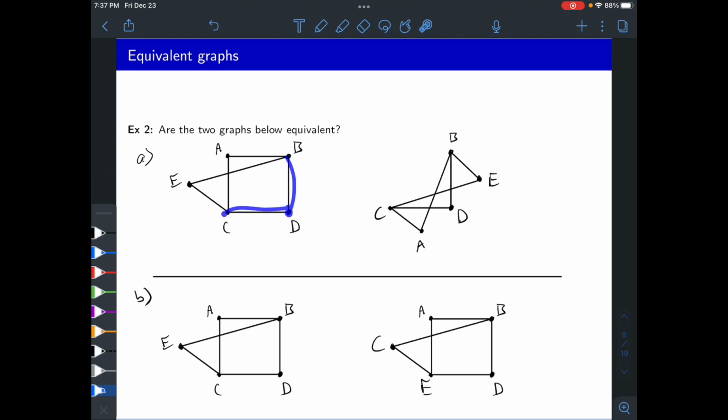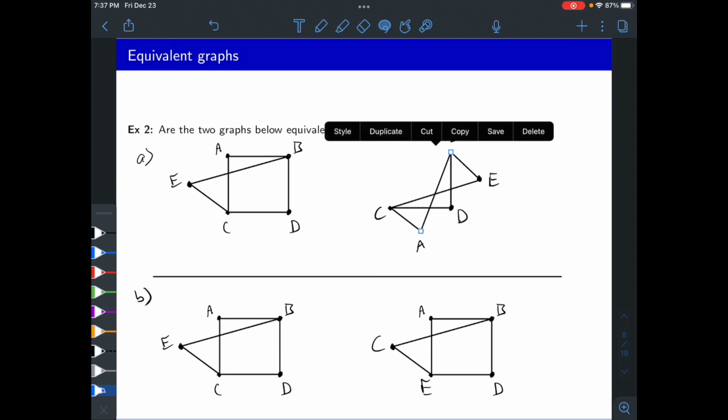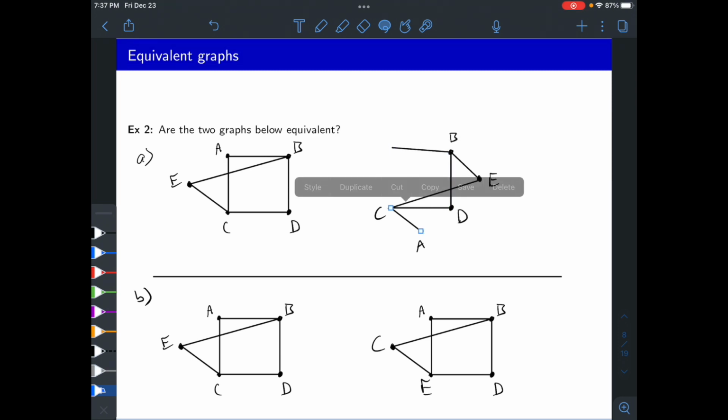D is connected to B and C. D is connected to B and C. C is connected to D, A, and E. C is connected to D, A, and E. And then E is connected to B and C. I think I've done it for all the vertices now. So it looks like they're recording the same information. That leads me to believe, yes, they are the same because they're recording the same information.